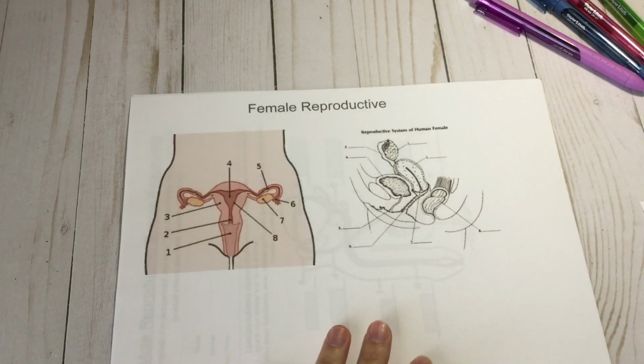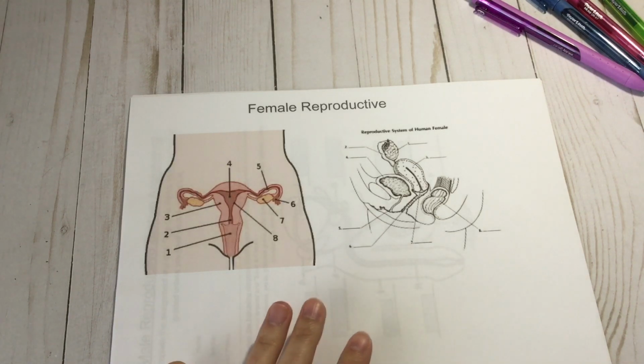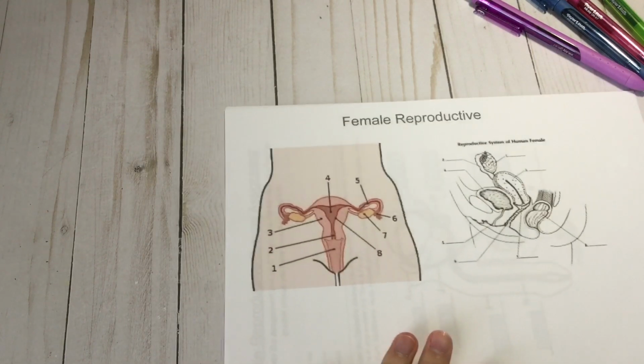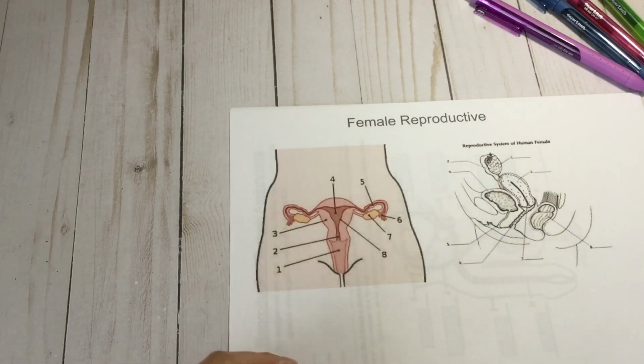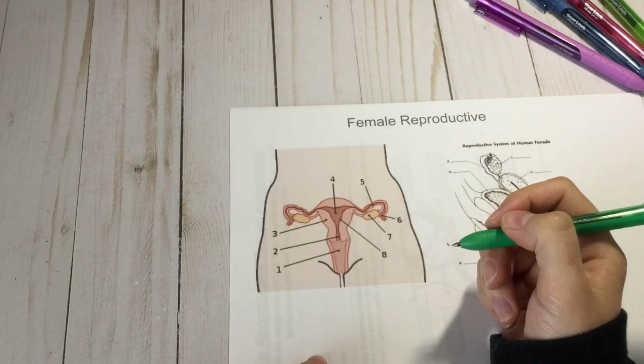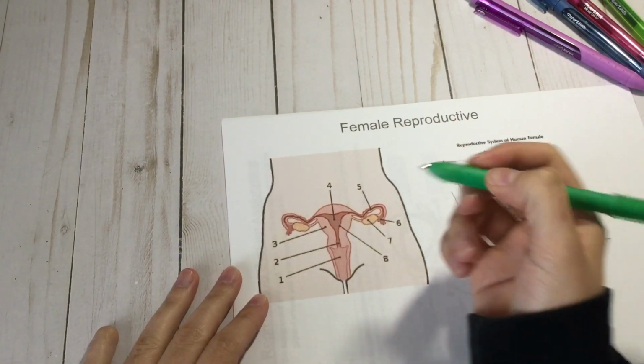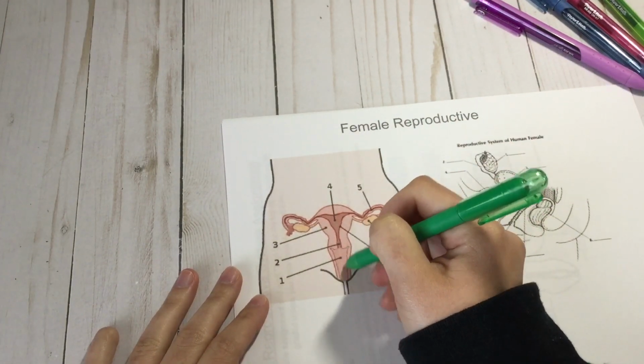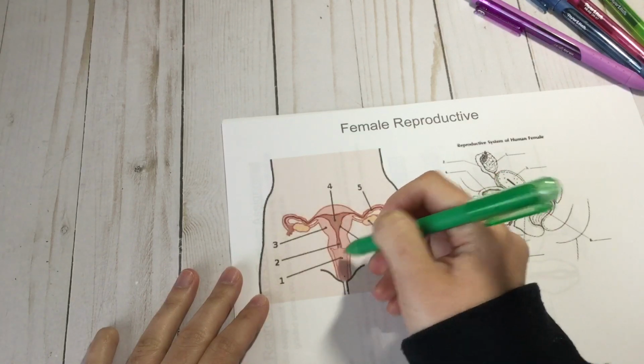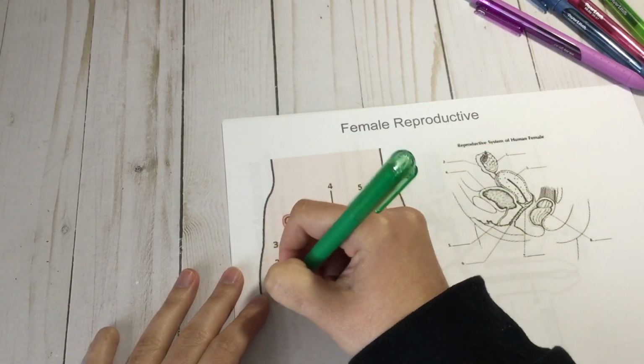Now we're on to the female. And again, we have a frontal view and a side view. We're going to start with the frontal view like we did with the man, and we'll go in number order. So this part connects the outside to the inside. That is the vagina.